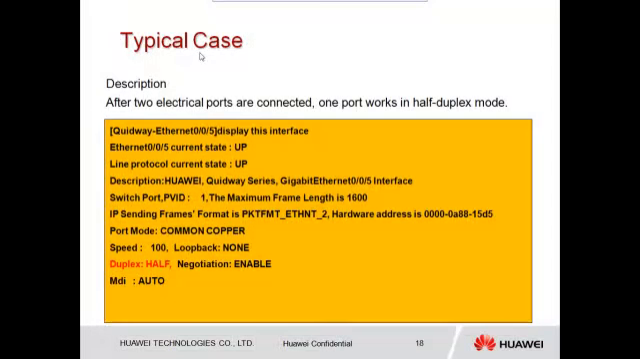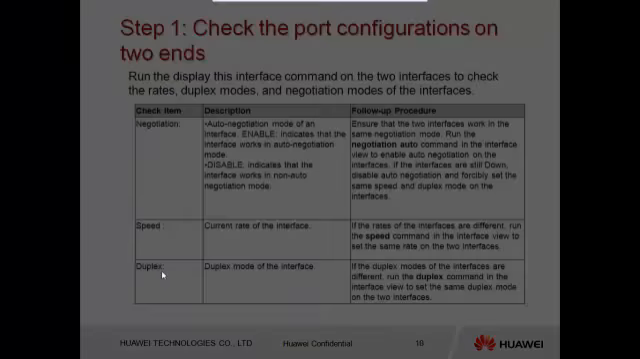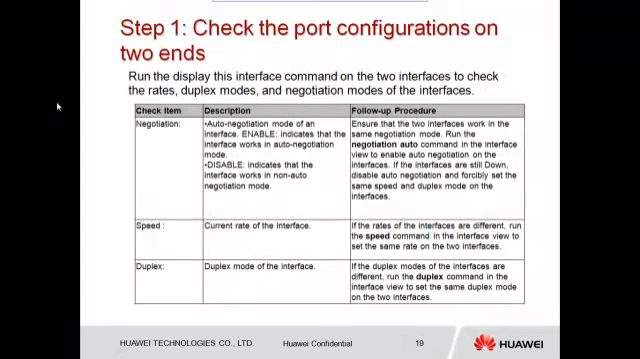Here is the typical case. After two electrical ports are connected, one port works in half-duplex mode. We can use the command display this. First enter the interface, then display this to check the information. Here we can see for this interface, the duplex mode is half-duplex. Then we need to check the port configurations on two ends.